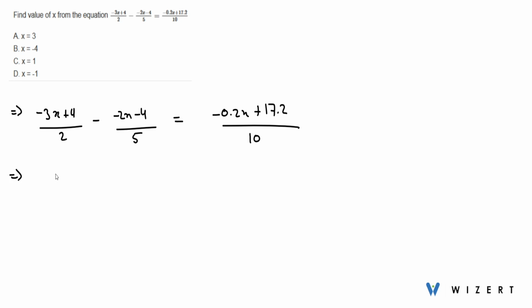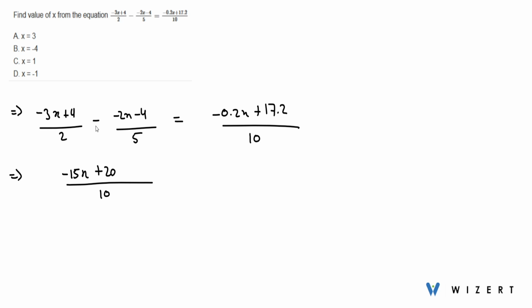So at first we are going to find out the LCM of 5 and 2. The LCM of 5 and 2 is 10. Now when 10 is divided by 2, we get 5. 5 multiplied by minus of 3x will become minus of 15x, and 5 multiplied by 4 is 20. Again 10 when divided by 5 produces 2, and 2 multiplied by minus of 2x is minus of 4x.